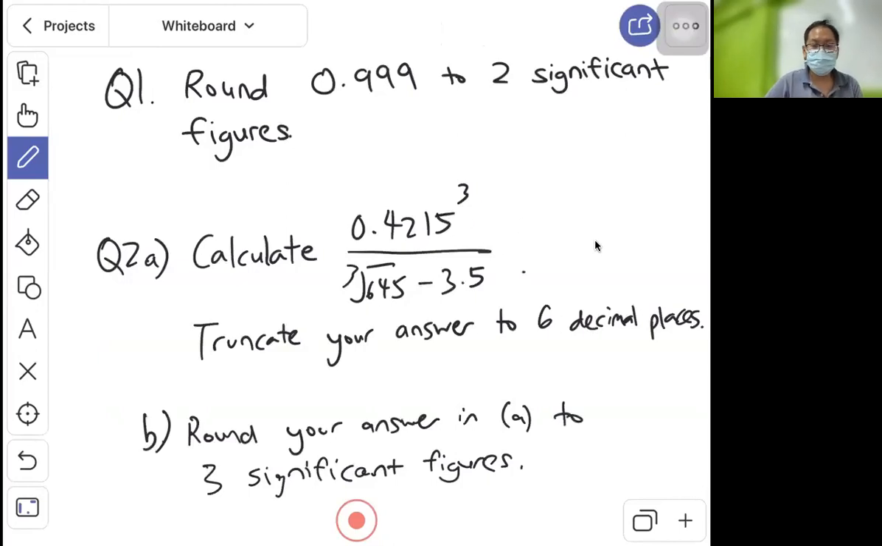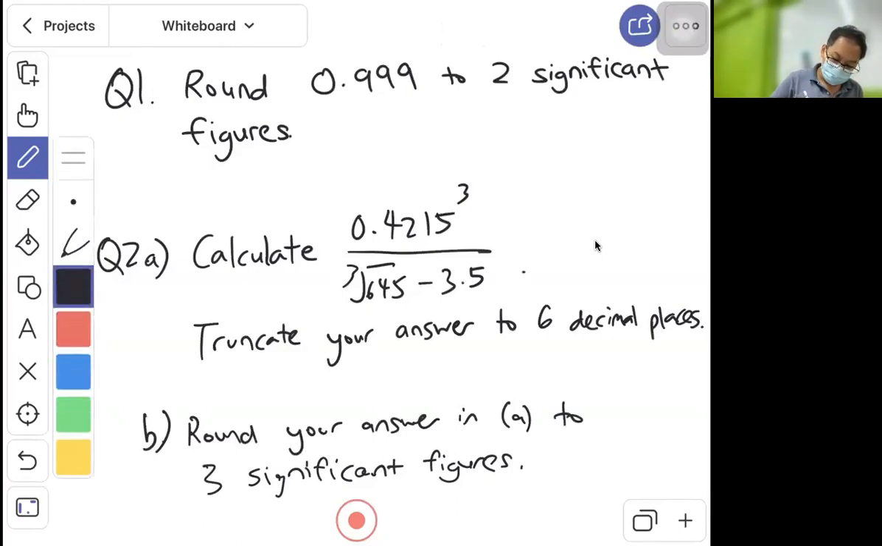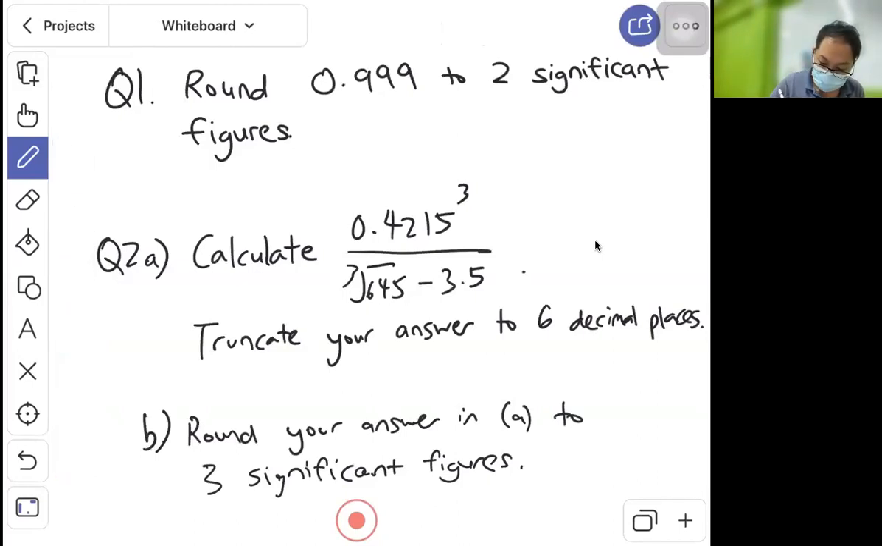So Mr. Tan will show you the answer. If you have not done it, please pause the video. So two significant figures. So this is your first significant figure, second significant figure. Behind, round up, 12 plus 1. So you'll get 1.0. Let's say two significant figures, like 1.0.